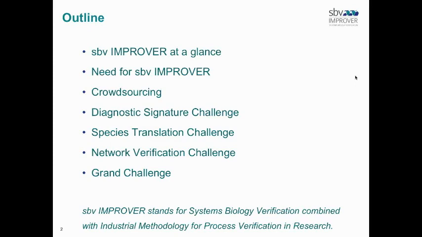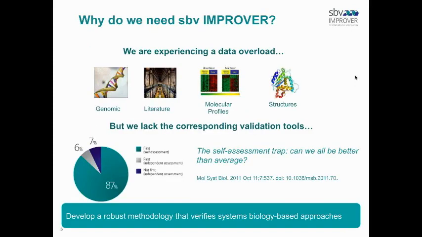What is SBV Improver? SBV Improver stands for Systems Biology Verification combined with industrial methodology for process verification in research, which is kind of a complicated concept, but I will explain it a little bit more later, and it's really not that complicated. It's just a complicated name. So why do we need Improver?